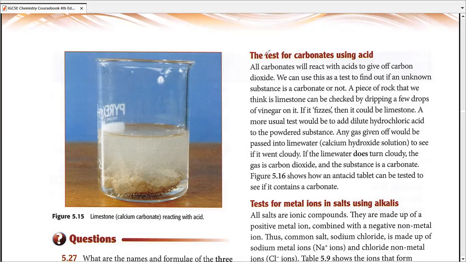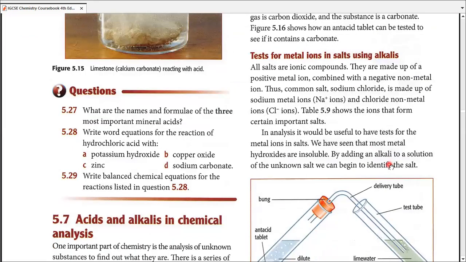So these kinds of tests are known as analysis tests. These kinds of tests give you visual observations for which you can come up with the answers what the salts are. Analysis tests are the tests in which we usually don't know what we are dealing with, and with the help of simple chemical tests, we can come up with the answer what kind of salt or what kind of substance we are dealing with. Like testing for a carbonate, you can easily tell after the test that the gas produced was carbon dioxide and the substance used was a carbonate.